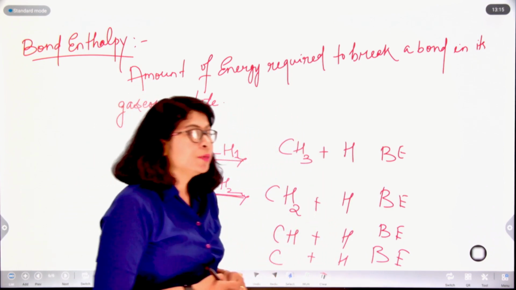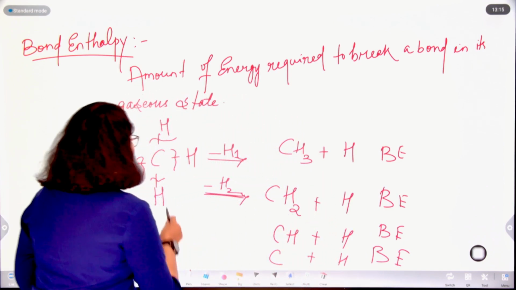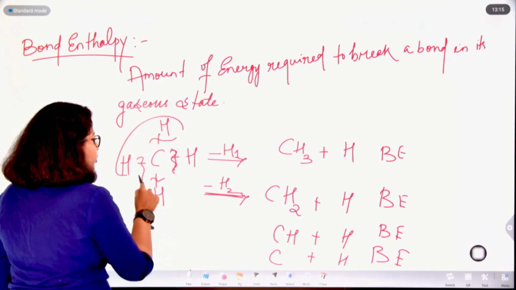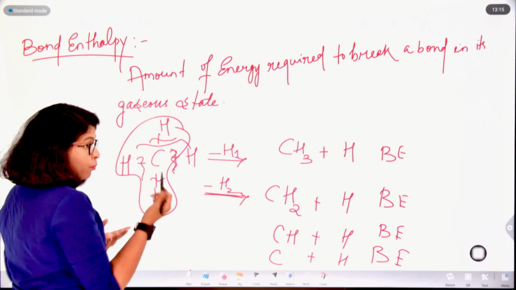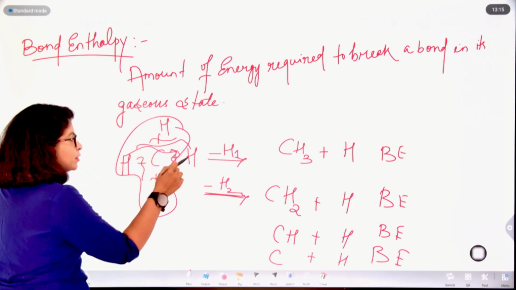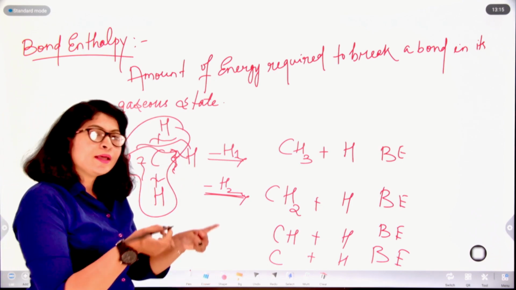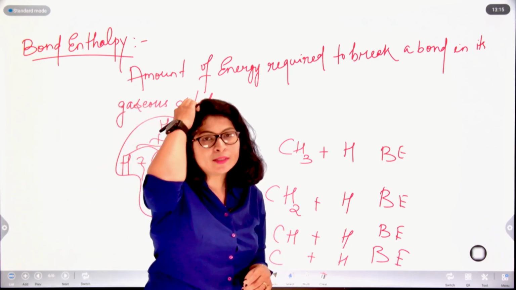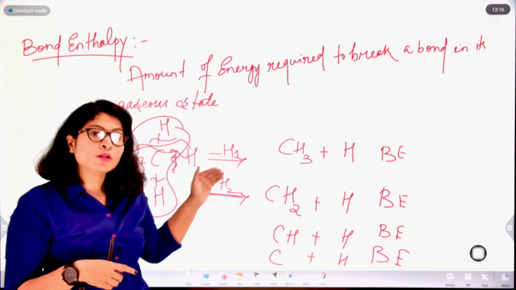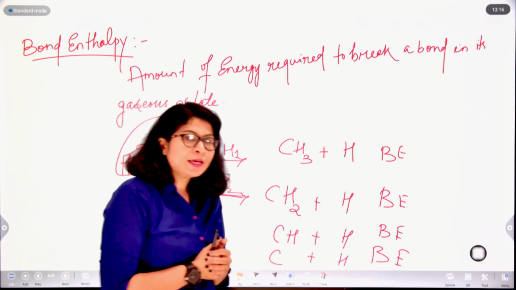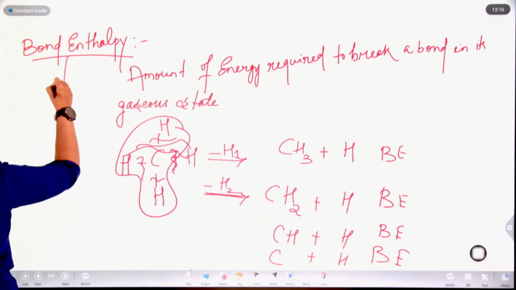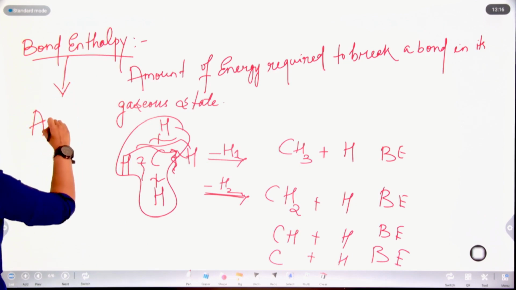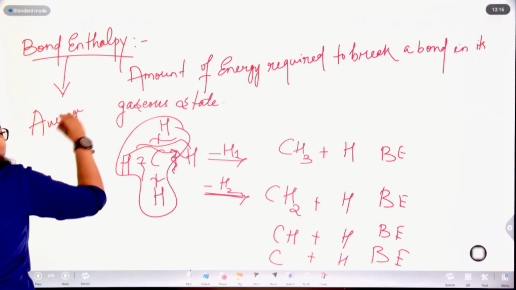But no, because when the first bond breaks, the electronic situation around the atom changes. Similarly, when the second bond breaks, the situation again changes. Therefore, the bond energy actually required to break these bonds is different in all the 4 cases. So the exact bond enthalpy we take is the average value of all these.